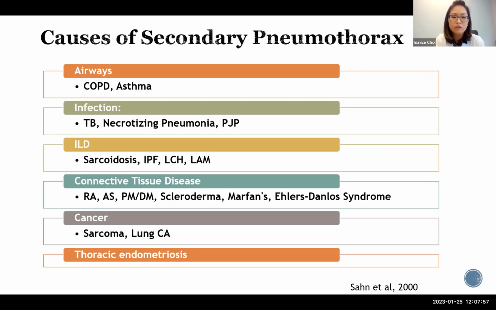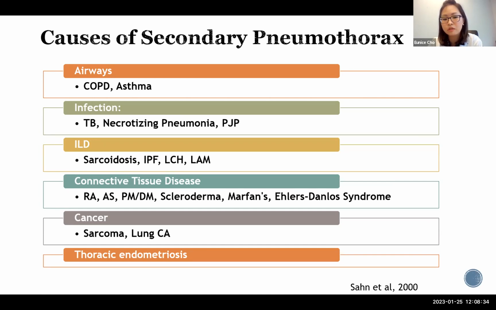Some of the causes of the secondary pneumothorax are listed here in the order of frequency. People with airways disease, so COPD, asthma, and infection, most notably TB, necrotizing or cavitary pneumonia, and PJP are also known to cause secondary pneumothorax. ILD patients and those with connective tissue disease, such as rheumatoid, ankylosing spondylitis, dermatomyositis, scleroderma. Again, these diseases are associated with having ILD, CTD-ILD, which puts them at risk for developing pneumothorax.